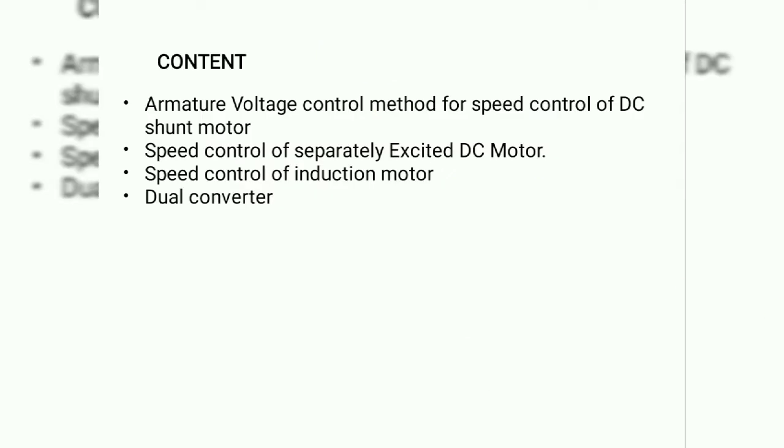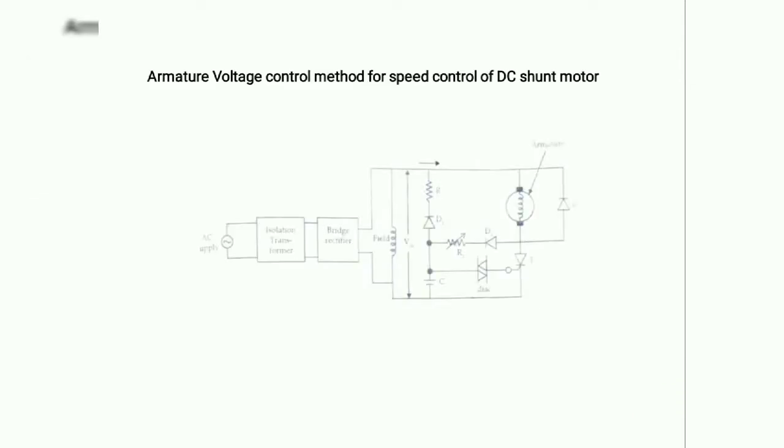In this session I am going to discuss the armature voltage control method for speed control of a DC shunt motor, and speed control of a separately excited DC motor, and finally speed control of an induction motor using dual converters. These concepts we are going to study in this unit. So see the diagram here. It shows the armature voltage control method for speed control of a DC shunt motor.